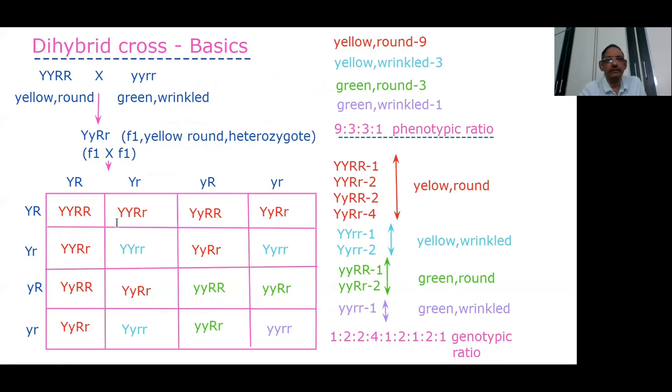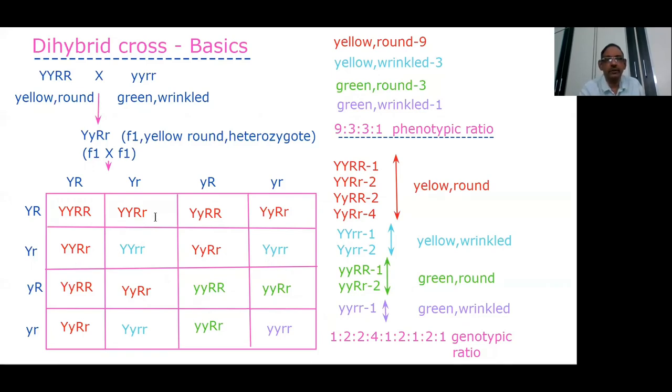monohybrids. Look at this. The second one. Capital Y, capital R, small r. This is a monohybrid, because one factor is homozygous, the other factor is heterozygous. This is one. This is yet another one. Y is heterozygous, R is homozygous. This is also a monohybrid. One, two. Now, in this second row, this is a monohybrid. And this one is a monohybrid. Another monohybrid is this. Capital Y, small r.